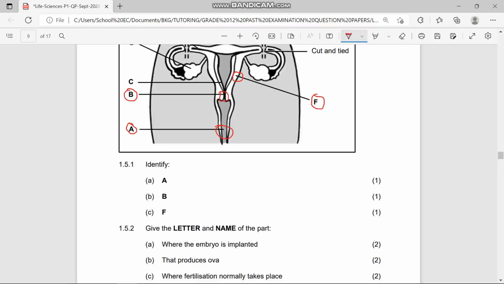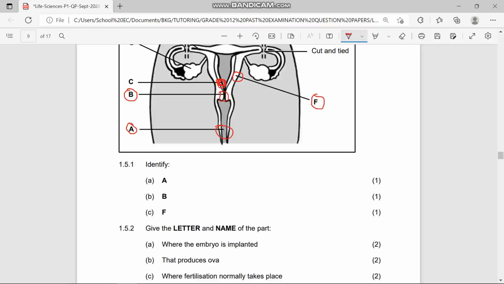So where is the embryo implanted? At C. The embryo is implanted here at C, inside the uterus wall, in the endometrium. The endometrium wall is strengthened. It's thick, vascular and strong for carrying this embryo and this baby.